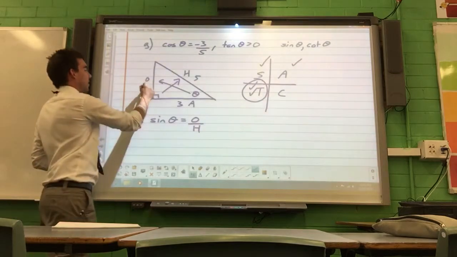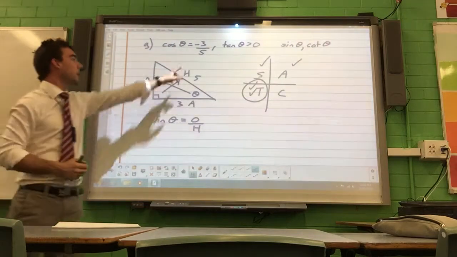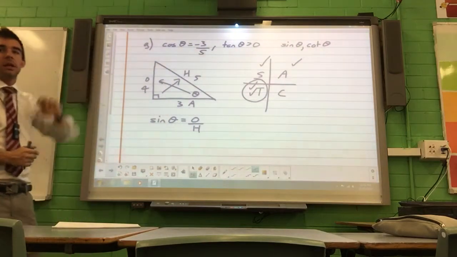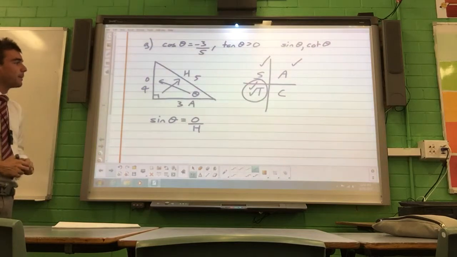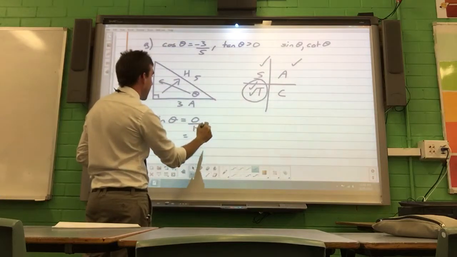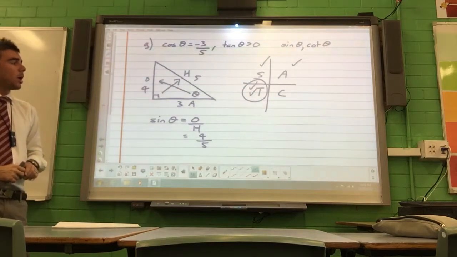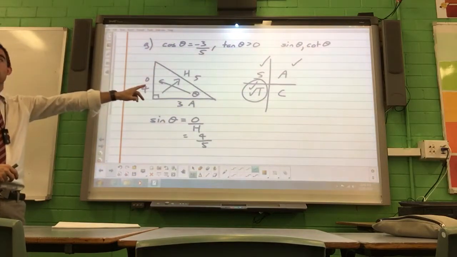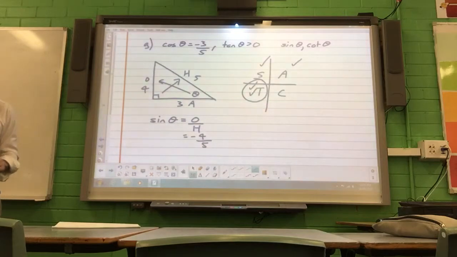Four. Pythagorean triad, 3, 4, 5. So 25 take away 9, which is 16, go to 16. Okay, so sine of theta, which is opposite over hypotenuse. We have opposite, which is 4, hypotenuse, which is 5. However, we are referencing an angle in the third quadrant where only tan is positive. That means this is going to be a negative 4 over 5.